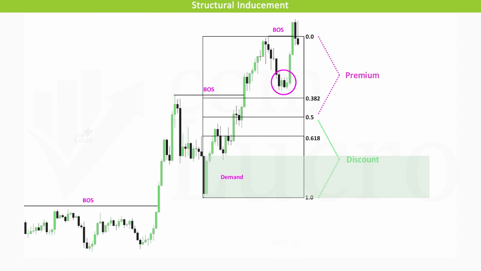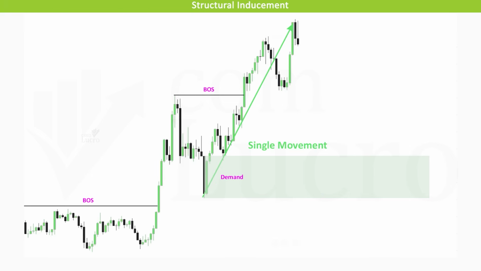This is critical. For us at ComLucro, a retracement that does not reach at least the 38.2% level cannot be considered a valid retracement. And even when price retraces only to the 38.2% level, these very shallow pullbacks tend to create inducement and liquidity hunts rather than clean entries. Because of that, traders must be cautious with shallow retracements.